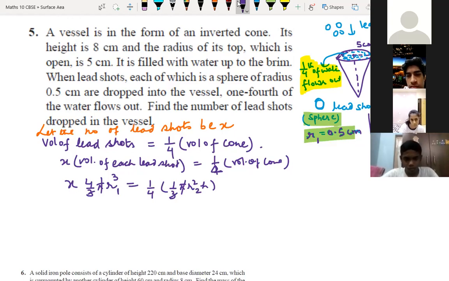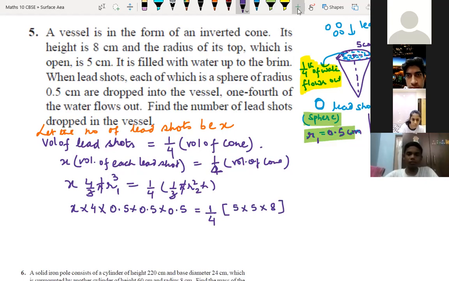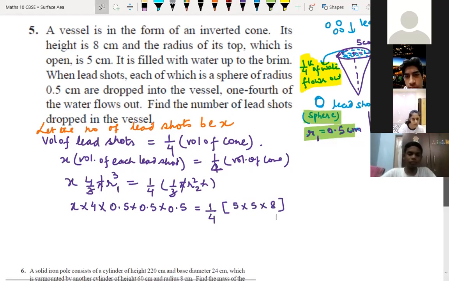Let's try to understand. So X into 4 into R1 cube. It means 0.5 into 0.5 into 0.5 is equal to 1/4 into R2 square, that is 5 into 5 into 8. This much is clear to everyone, children? Till here it's clear to everyone?